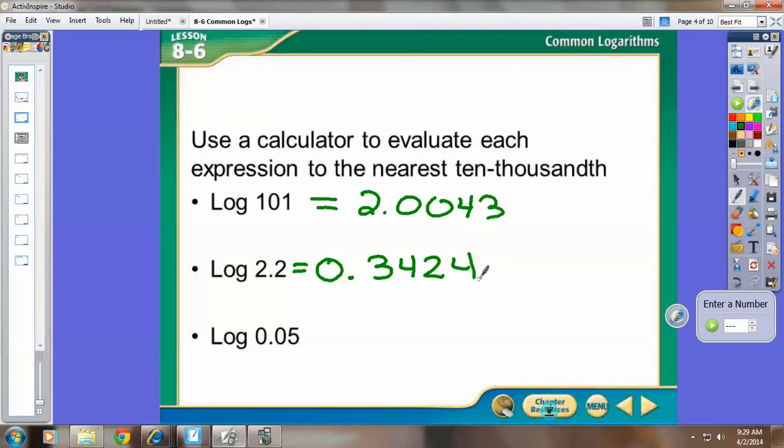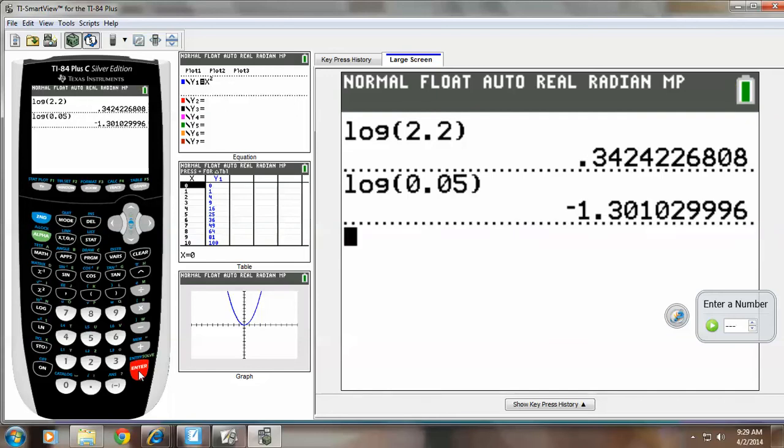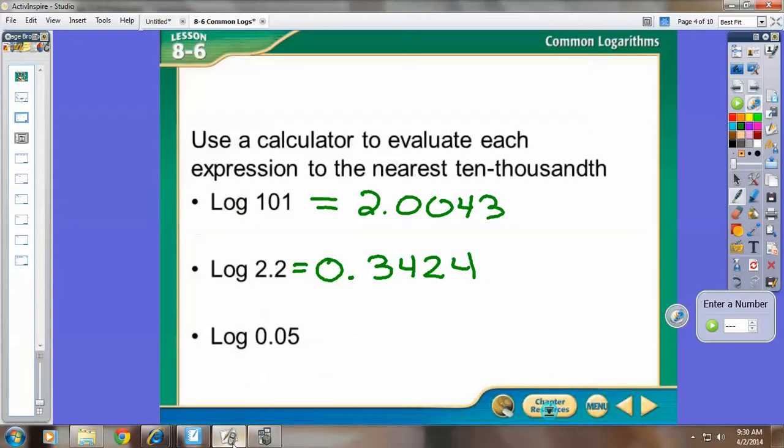For the third one here, log of 0.05. We can type that in as well. Log 0.05. I have way too many decimals in there. Negative 1.3010.